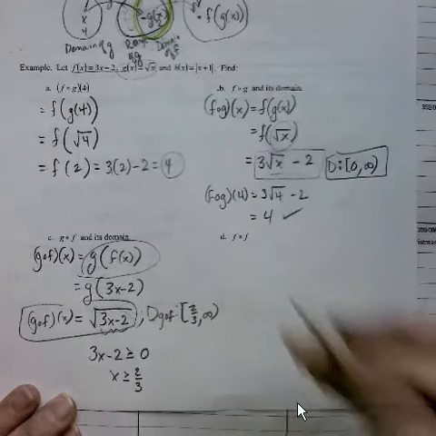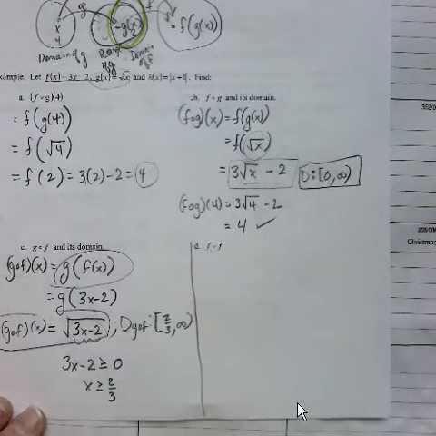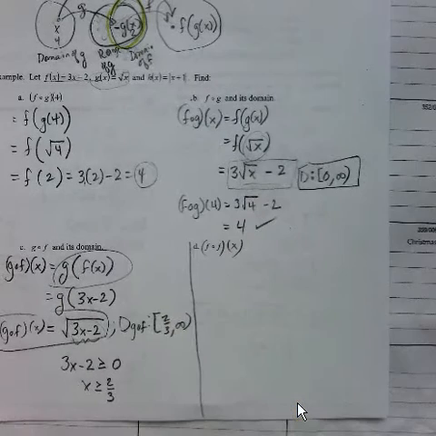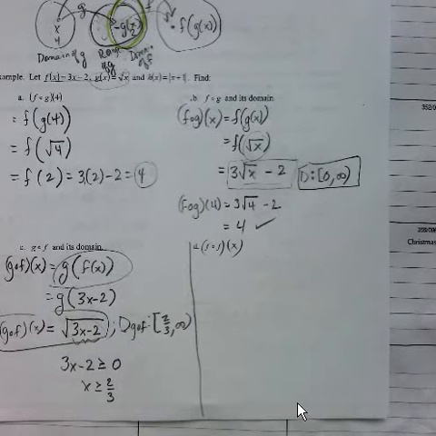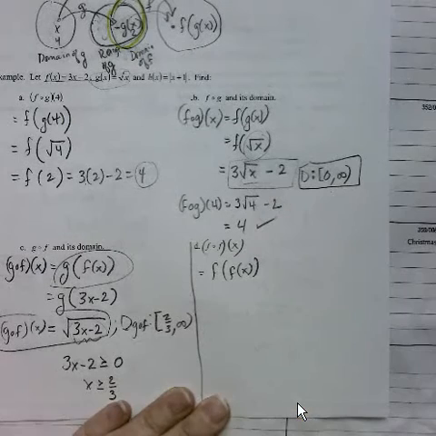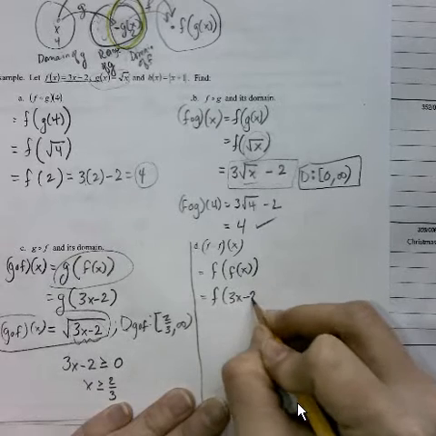Okay, let's do one more. I need a sharper pencil. F composed with f. That seems strange, right? Because we have the same function. That's fine. We can plug a function into itself. This just means we're going to put f into itself. So f is 3x minus 2, right? So that becomes 3x minus 2.